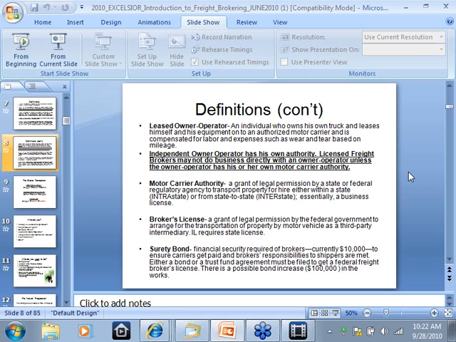So it's very important that you understand that we're talking about picking up and dropping off, either crossing state lines or staying within a state. That's all that counts, okay? Any other questions? Good questions.